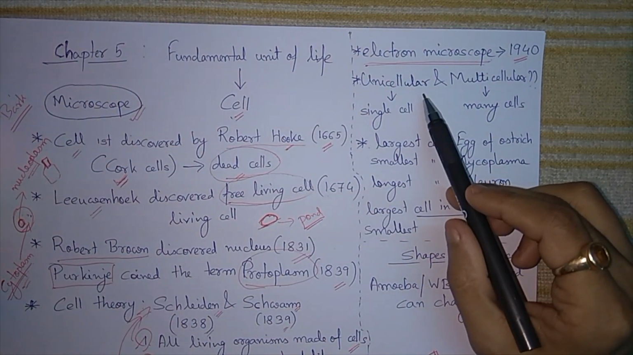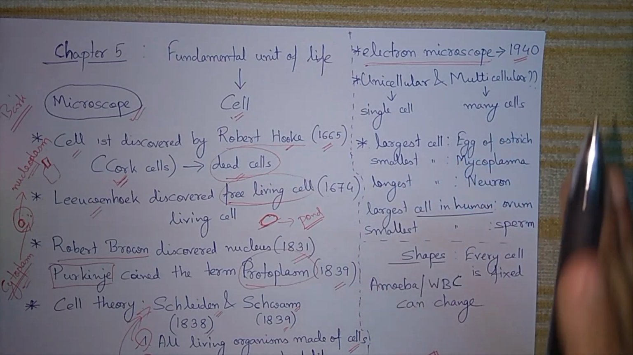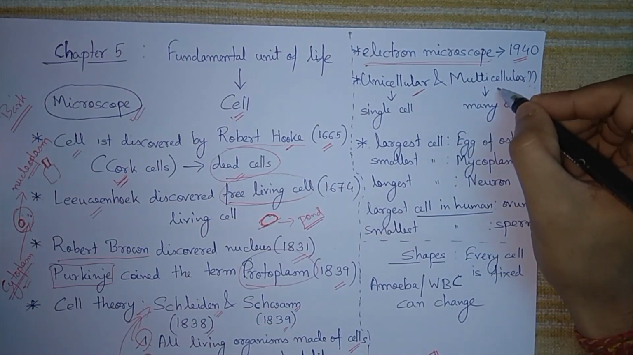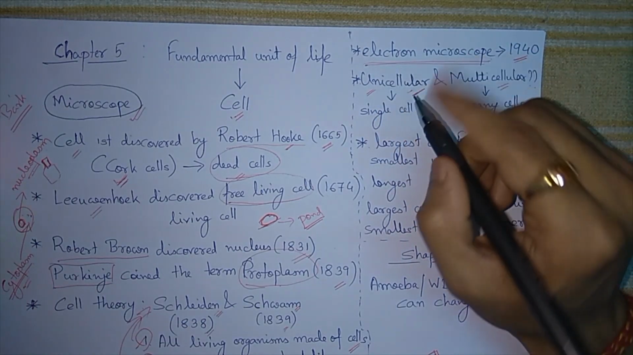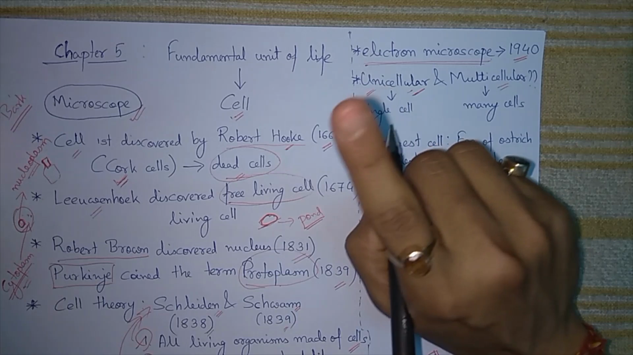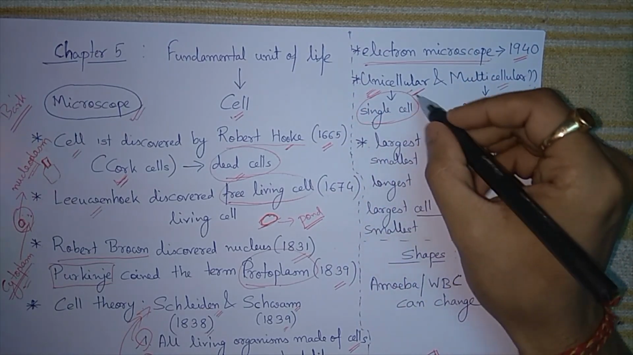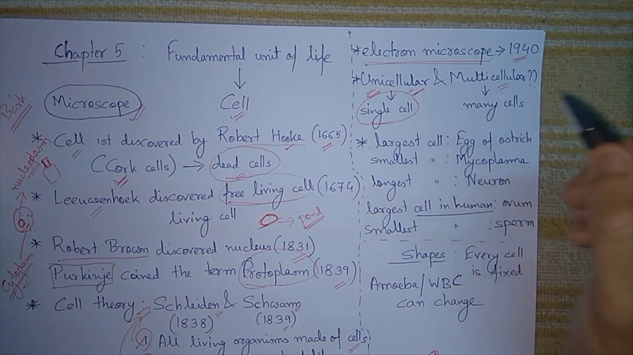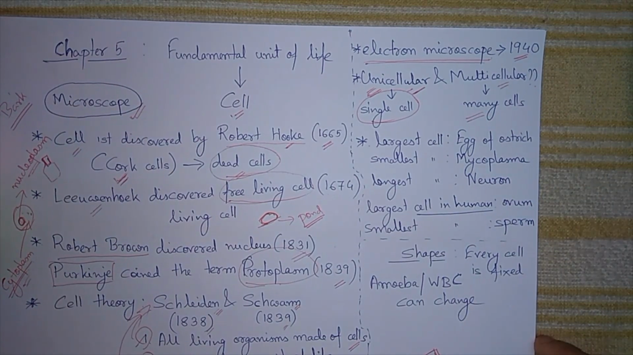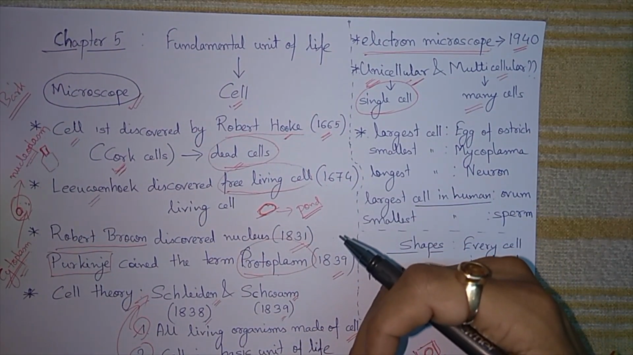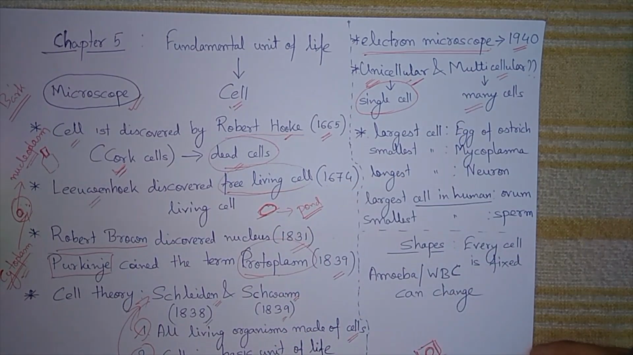Animals, meaning living beings, are basically of two types: unicellular or multicellular. Uni means one, cellular means cells. If their body has only one cell, they are known as unicellular. If their body has many cells, they are known as multicellular. Multi means many. So human beings are multicellular because we have many kinds of cells.